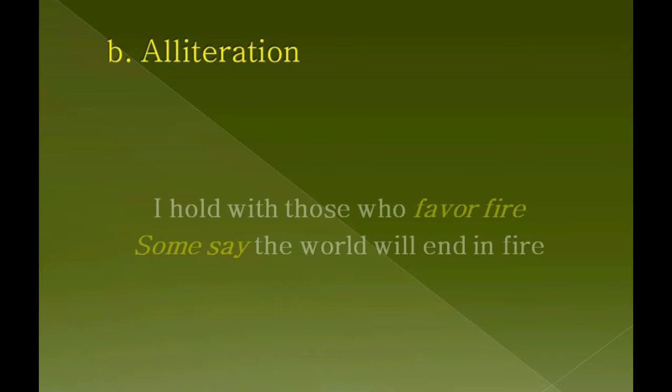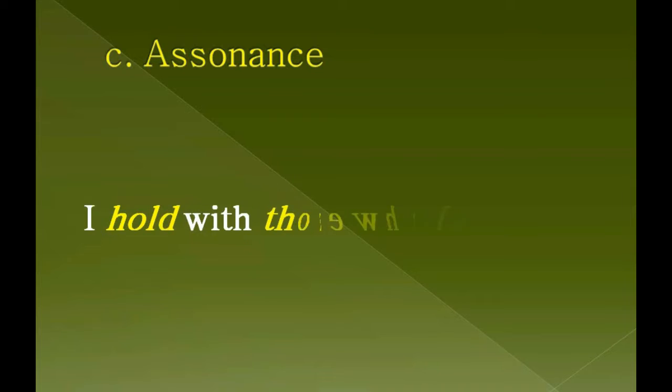And then alliteration. Alliteration is the occurrence of initial consonant sounds in consecutive words in lines of a verse. Consonants like F, such as in favor, fire, and S, such as some, say. And then assonance. Assonance is the prominence of vowel sounds occurring at the initial, middle, or final position in words of the poetry. In this poem, assonant sounds such as O in hold, do, woo, favor.